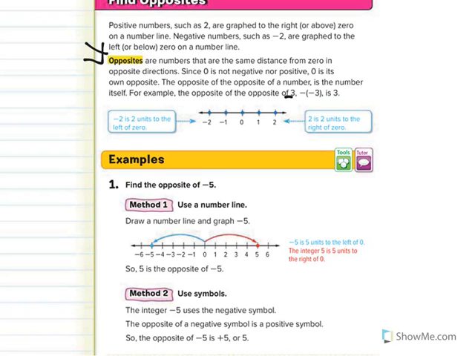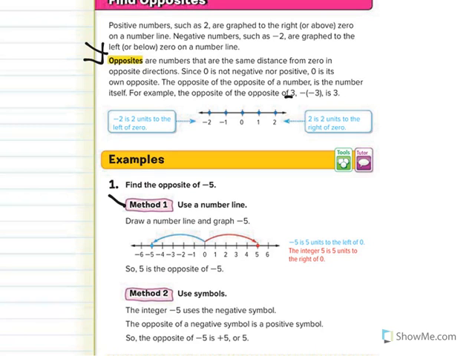Let's look at example 1. It asks us to find the opposite of -5. So you can do this in two ways. If visually it helps you, you can use method 1 here, which is to use a number line. So you can graph -5 on a number line and see what's the same distance from 0 in the opposite direction, and that would be 5.